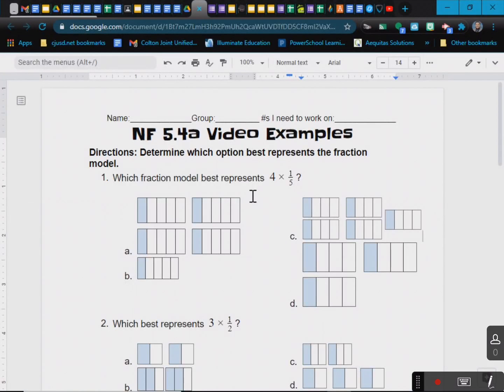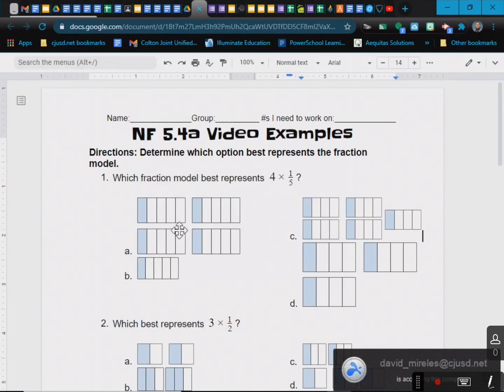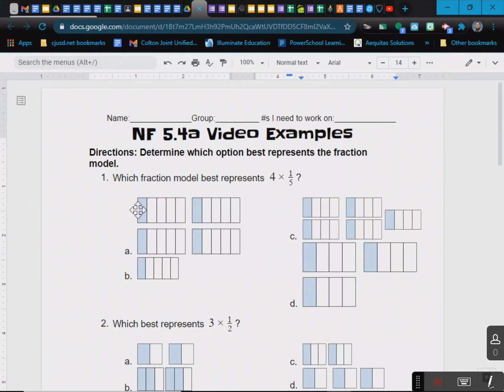Hello everyone. We're going to do some examples on the standard NF 5.4a. This looks like it's going to be a problem and it looks a little confusing at first, but once you get the hang of it, this is actually a very, very simple mathematical concept. All it really takes is for you to really look at the problems and see what matches. It's kind of like a matching game, okay? So I'm going to start doing the example and talk through the process.